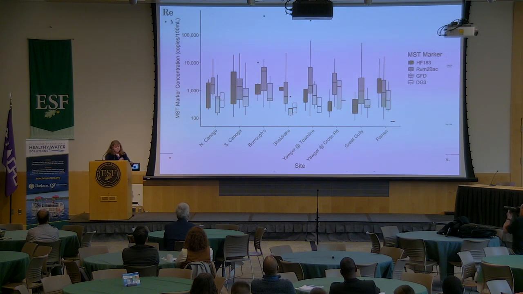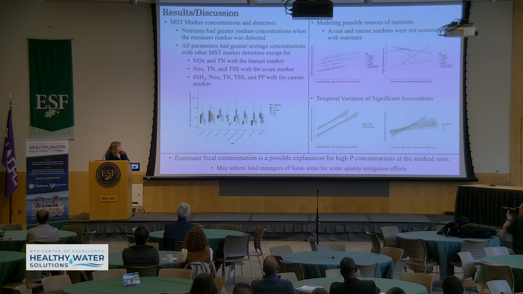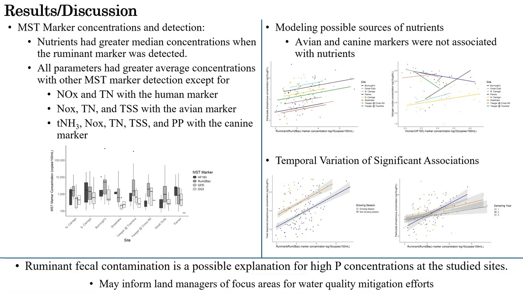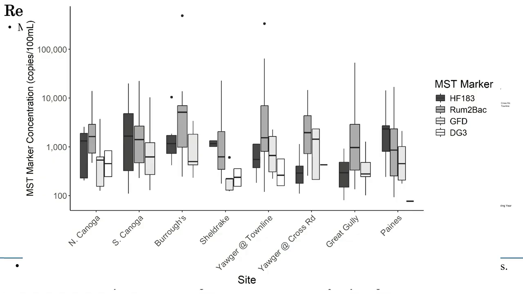For example, if we take a look here at Burroughs Creek, if I could go back. Oh, it won't let me. Okay, but at Burroughs Creek, we see much larger concentrations of the ruminant marker, indicating that this is a major source of fecal contamination to this water body. More importantly, oh, here we go. So at Burroughs Creek, we could see that greater average concentration of the ruminant marker.